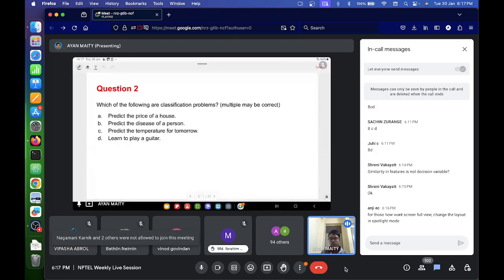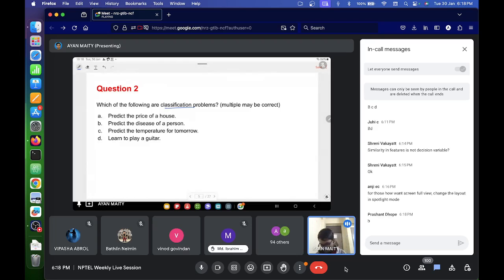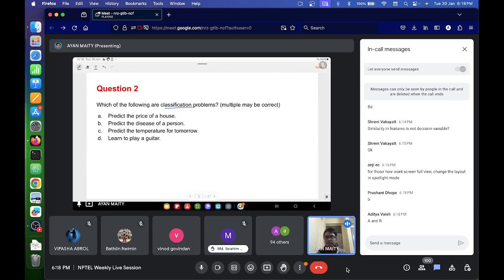Moving on to question 2. Which of the following are classification problems? Again, multiple options may be correct here. There are 4 options. Predict the price of a house, predict the disease of a person, predict the temperature for tomorrow, and learning to play a guitar. So these are the 4 options. Multiple options may be correct. And you can write your answers in the chat.